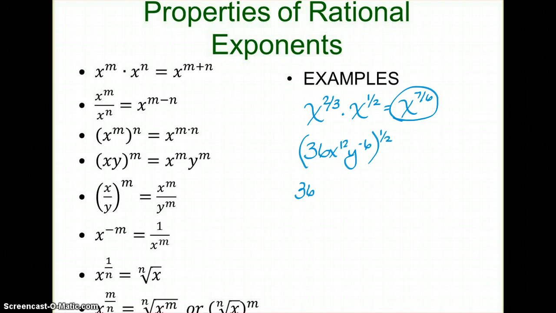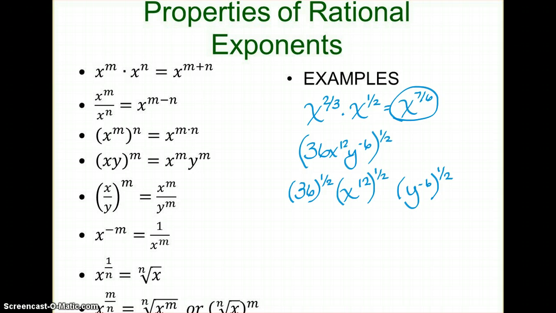The first part of this, like I always say, you're going to have to break this down into each piece and then decide what to do with each of the parts. So the first part is the 36. I'm going to take that to the 1/2 power. Then I'm going to have to take the x to the 12th to the 1/2 power. And then I'm also going to have to take my y to the negative 6th to the 1/2 power.